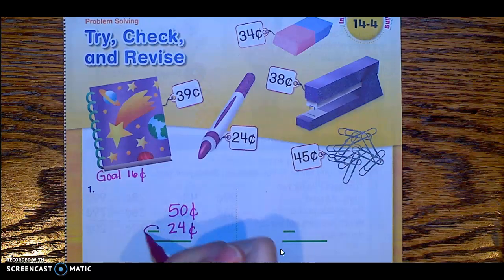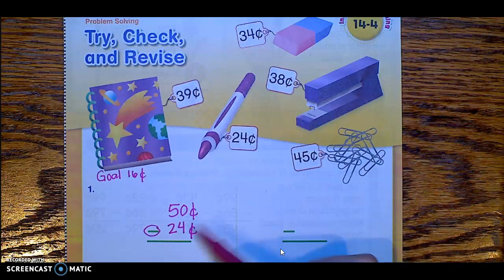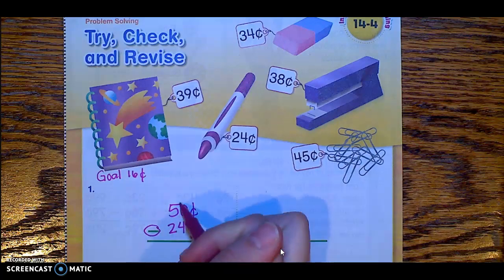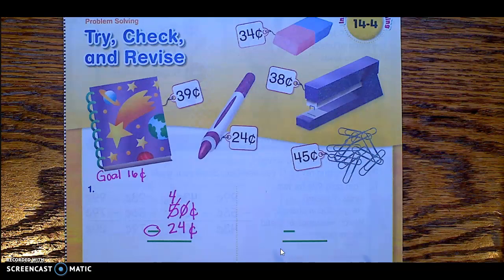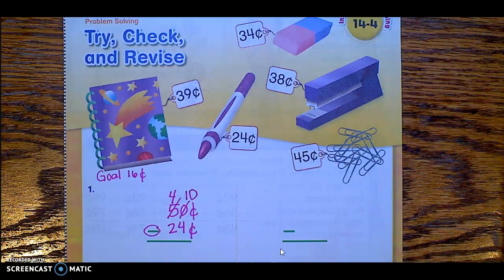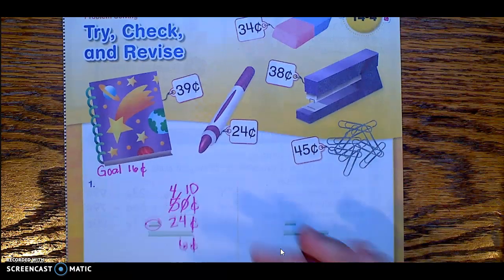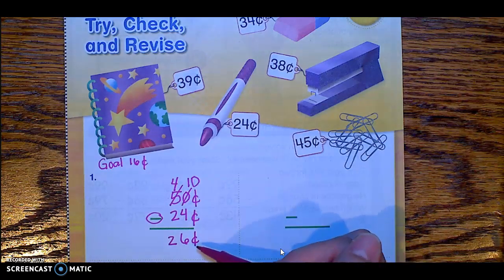Okay, notice that we are subtracting here. Remember, we need to start with the ones. If I have 0 things, can I take 4 away? Is that possible? No! So you need to regroup. You cross off the 5 tens, that becomes 4 tens, and that will hop on over to the ones, and that 1 ten now becomes 10 ones. Now, 10 minus 4 is 6. And then 4 minus 2, that's a double, is 2. We're left with 26 cents.